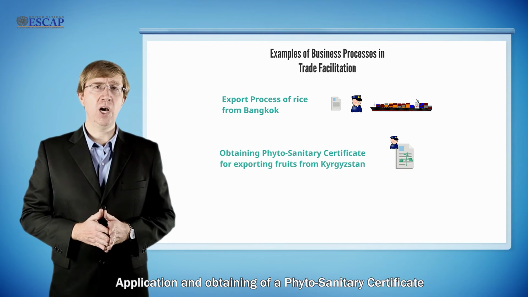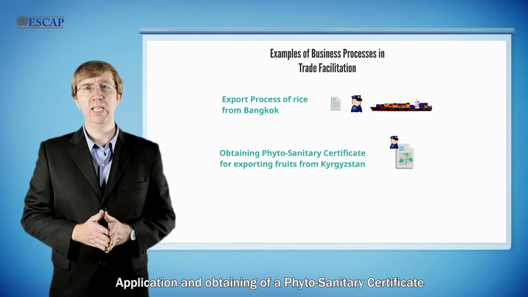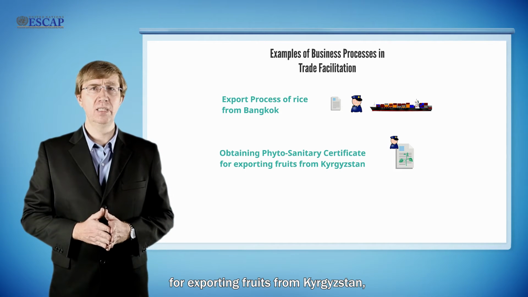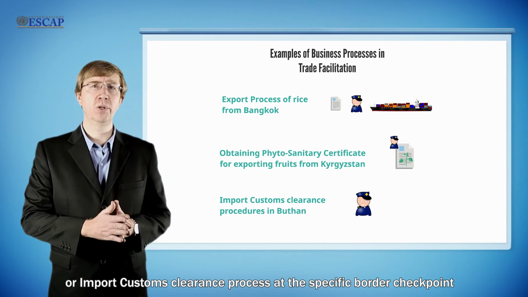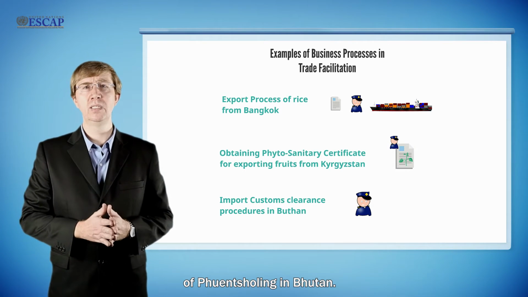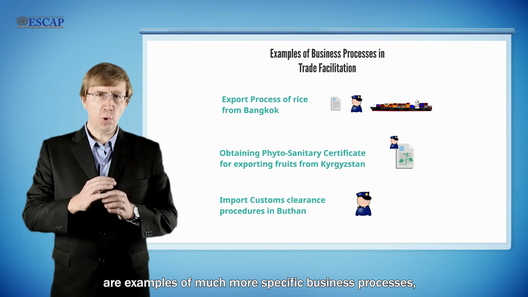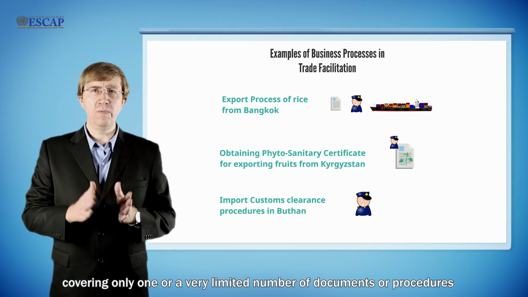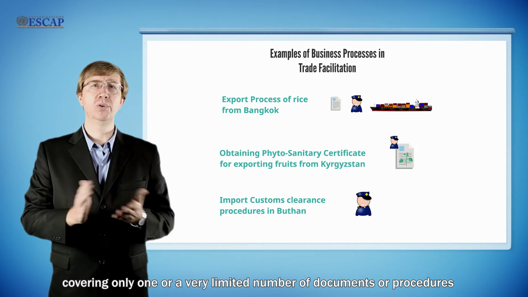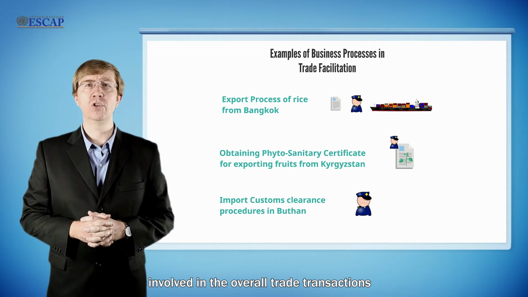Application and obtaining of a phytosanitary certificate for exporting fruits from Kyrgyzstan, or the import customs clearance process at the specific border checkpoint of Phuentsholing in Bhutan, are examples of much more specific business processes, covering only one or a very limited number of documents or procedures involved in the overall trade transaction.